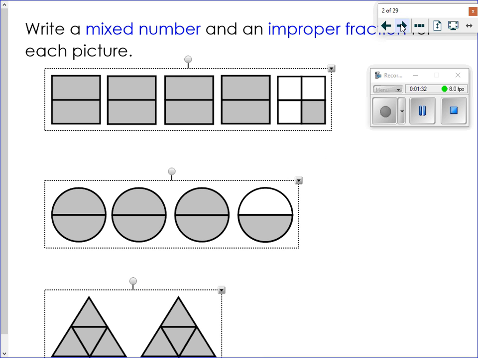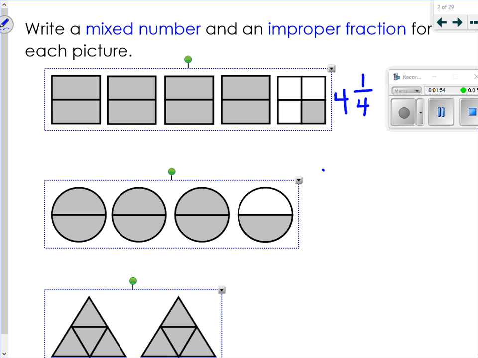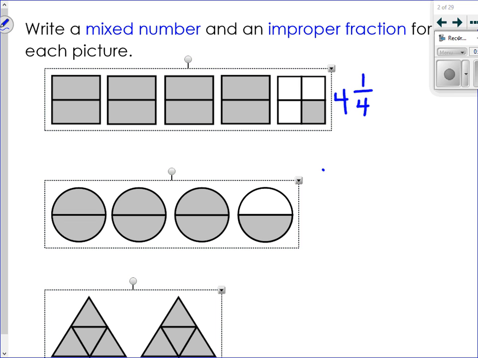Okay, so we're going to write a mixed number and an improper fraction for each of these pictures. So this first one, how many wholes do we have? We have 1, 2, 3, 4 wholes, and 1 out of 4 is shaded in the last figure. So this picture shows 4 1/4. Another way to write this is as an improper fraction, which means I would count how many equal parts are shaded all together.